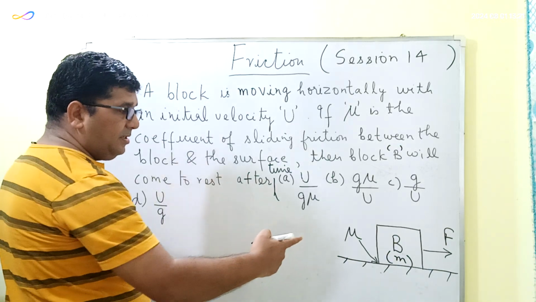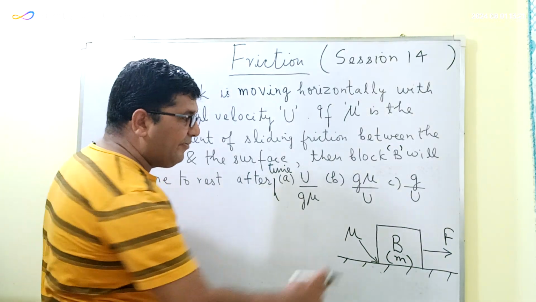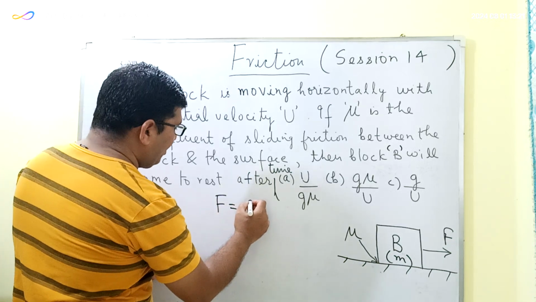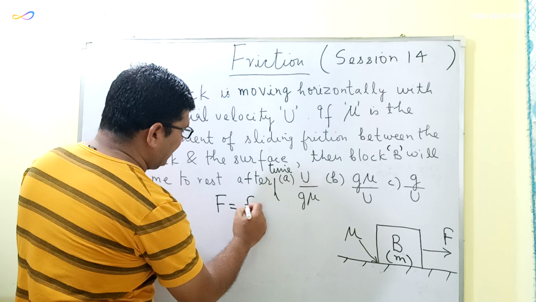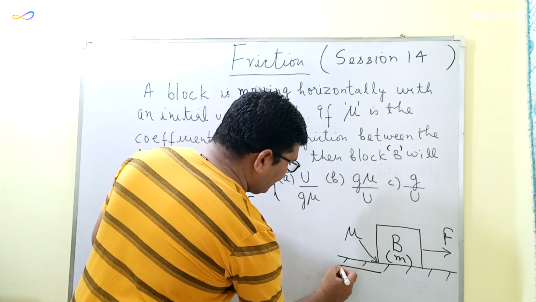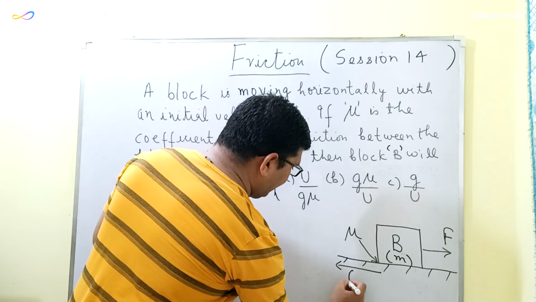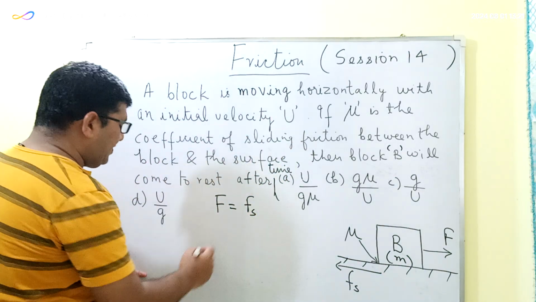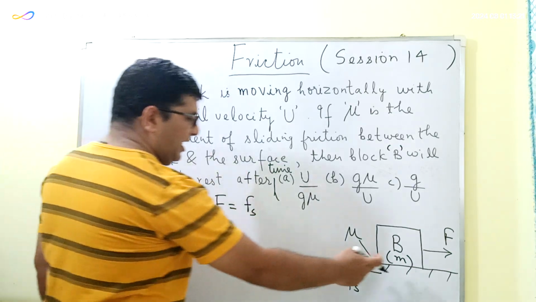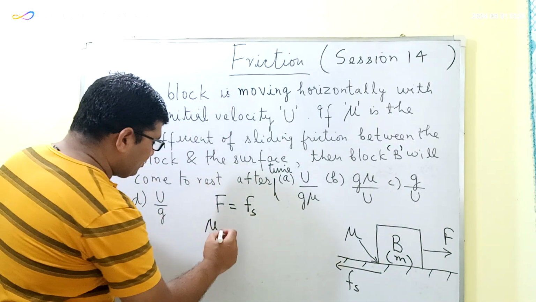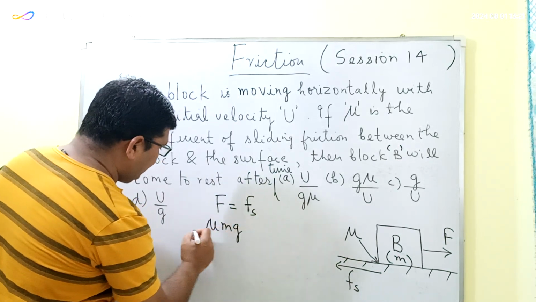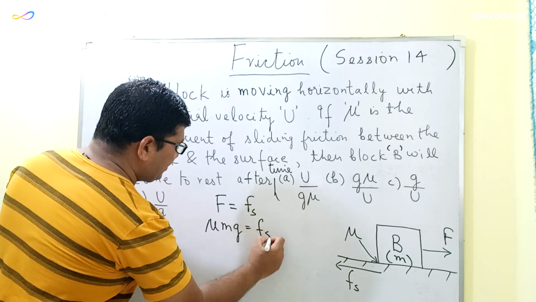So this block will come to rest only when the applied force is equal to the force of friction. Let us say I am denoting this force of friction as Fs. If the block is moving in this direction, the force of friction will be acting in this direction, which I have taken as Fs. Now the force of friction is given by mu N, where N is the normal reaction. Here I have taken the mass of this block as m, so normal reaction is equal to m into g. So this is the force of friction.